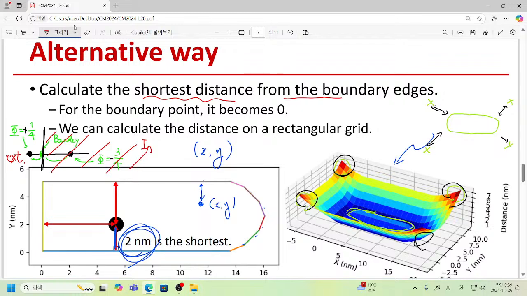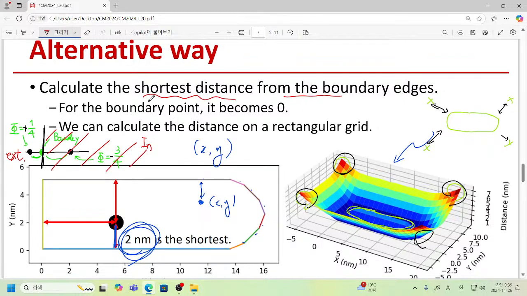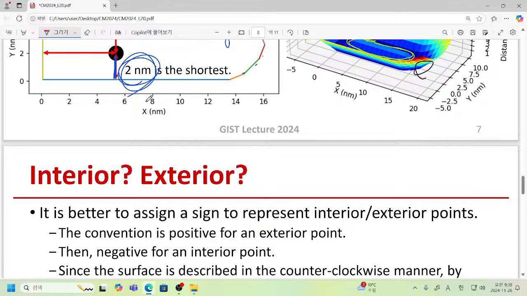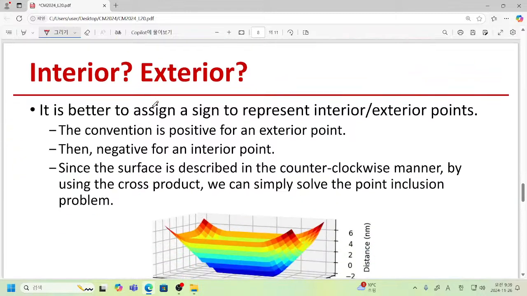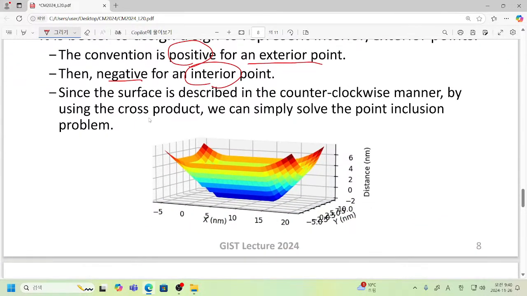Then how can we decide whether a certain point is inside the closed surface or outside that closed surface? Fortunately we can easily check whether that is inside or outside. By convention, the sign convention is positive for an exterior point and negative for an interior point. And what we can do is quite simple.